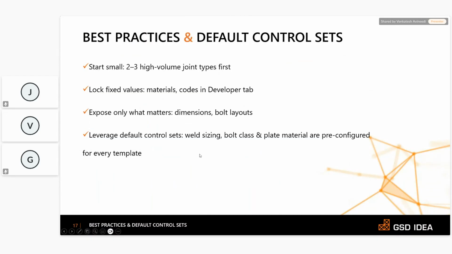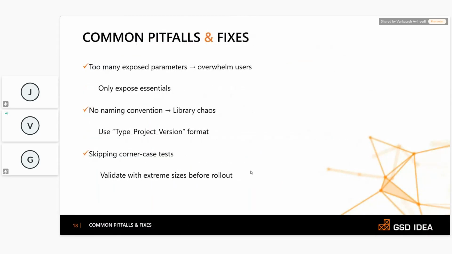And leave default control sets like weld auto sizing, which was available in StatiCa, and bolt class and plate materials, for the best advantage you can get from StatiCa. And some of the common pitfalls: if you have too many exposed parameters, you might get overwhelmed. That's why only expose the essential parameters and hide the automated parameters. No need to expose them.